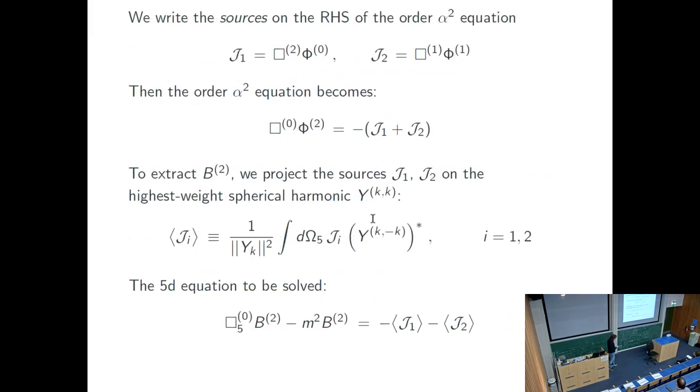So let me briefly tell you how one can do this. We need to solve for phi 2 in 5 dimensions. And for that, we need to project our sources to the given spherical harmonic and integrate them over the S5. That reduces this equation to a fully 5-dimensional equation, which can be inverted using the standard Green's function.